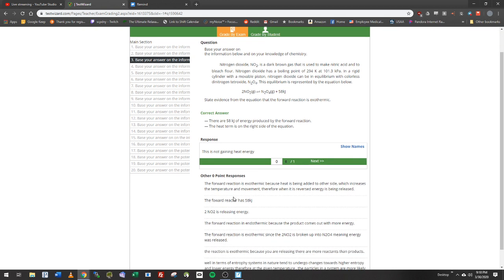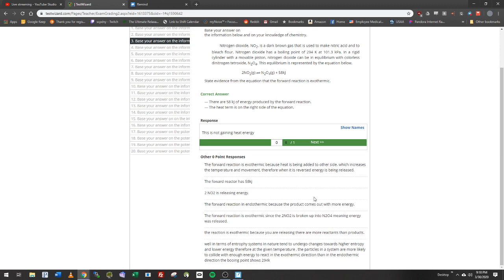If I were to take a look at some things that I did not accept here: the forward reaction is exothermic because heat is being added to the other side. If you use the word add, you are implying that it's being absorbed. You want to use the word that it's being released, and that's definitely a different word than adding. This word adding throws this off.